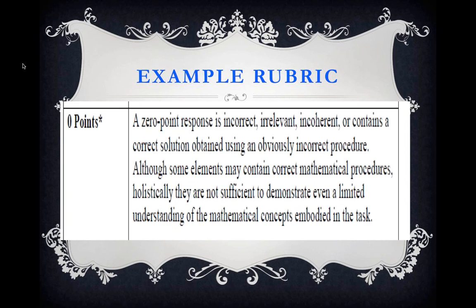And lastly, if a student scores 0 points out of 2 points, then that response is just pretty much incorrect, irrelevant, incoherent, or contains a correct solution obtained using an obviously incorrect procedure. Some of the elements may contain correct mathematical procedures, but when you holistically look at the problem and the work, it doesn't show that the student knows enough.